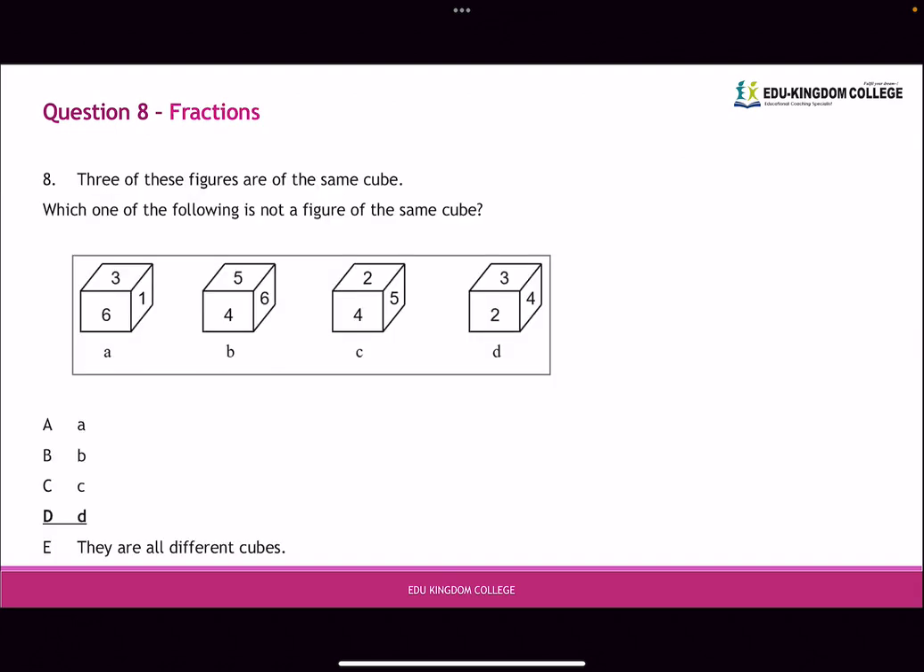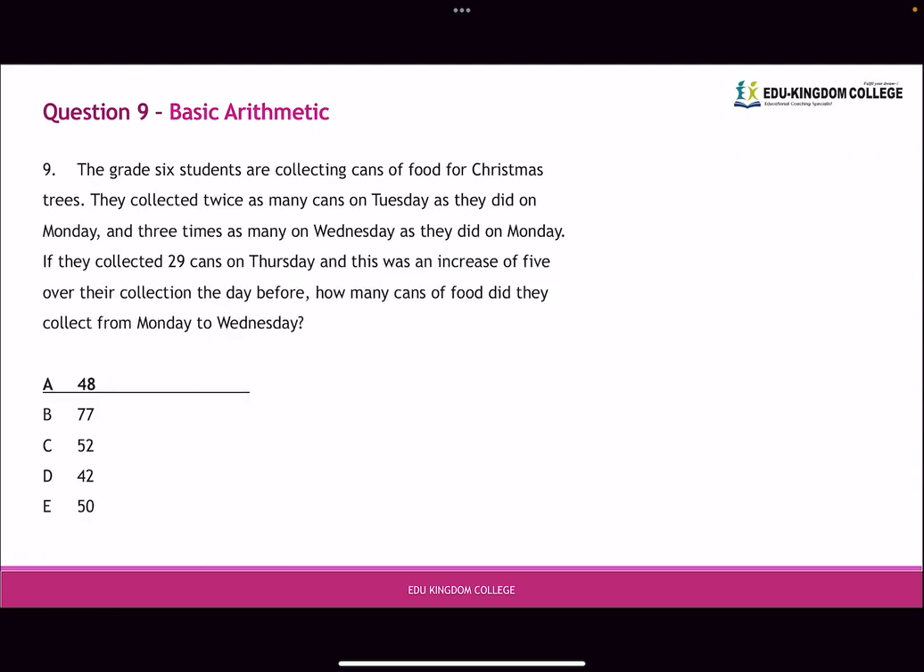All right, 3 of these figures are of the same cube. Which one is not of the same cube? So if you look carefully, it should be D. Okay, so that is that. Okay, question 9.